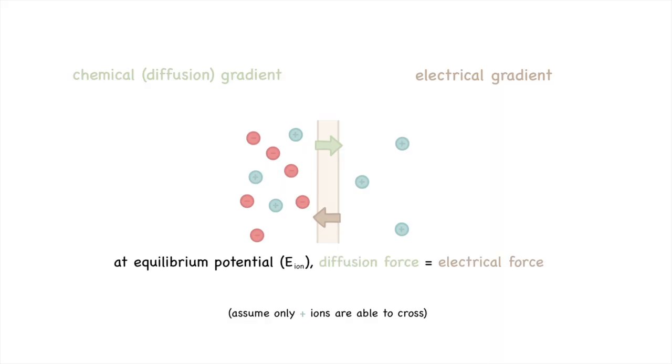Equilibrium potential for any one ion is established when the diffusion force equals the electrical force. At this point, there is no net movement of that ion. No net movement means that ions are moving across the membrane in both directions, but at the same rate. Equilibrium potential is different for different ions.